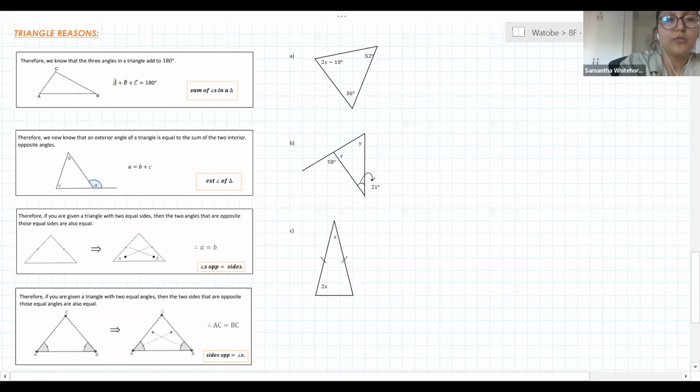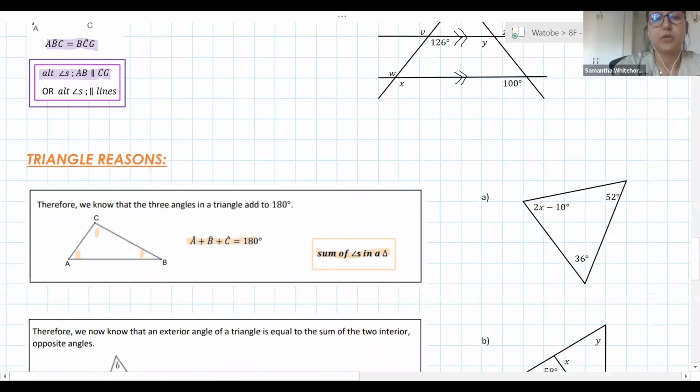Right, so the first reason that we spoke about is the fact that if I add all 3 angles inside a triangle, I'm going to get 180 degrees. And my reason there was sum of angles in a triangle. The next reason that we had a look at, I'm just going to make this a tad bigger so that we can actually see what's going on.